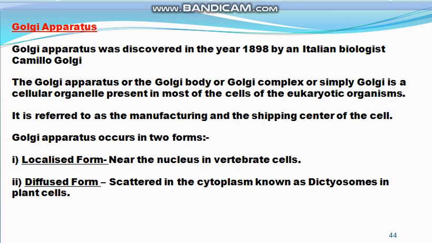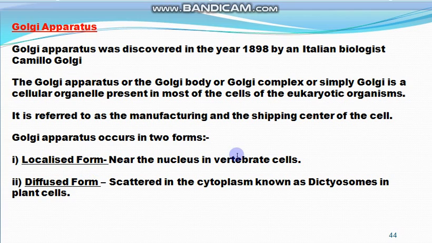Its main function is to manufacture and transport, or you can say ship, the material from one portion of the cell to the other. And this Golgi apparatus occurs in two forms. One is the localized form and the other one is the diffused form.